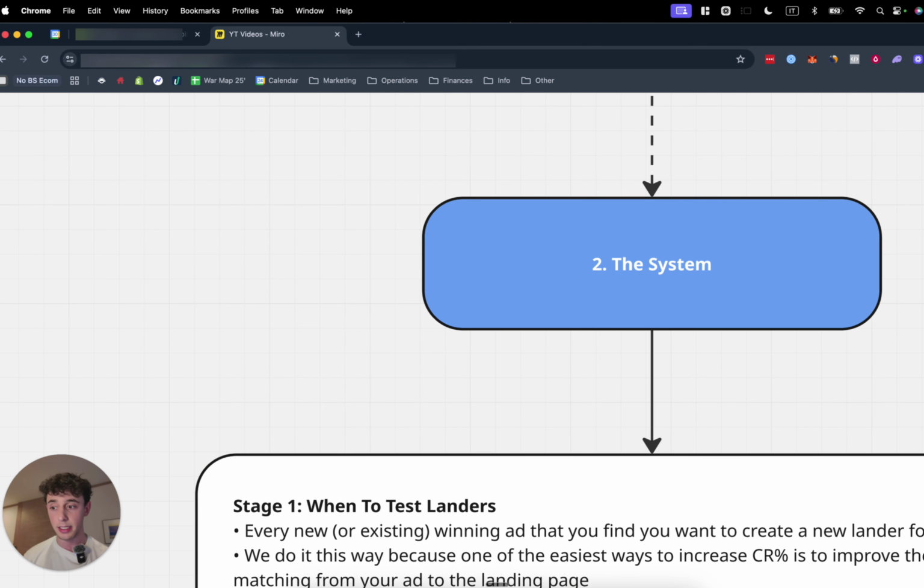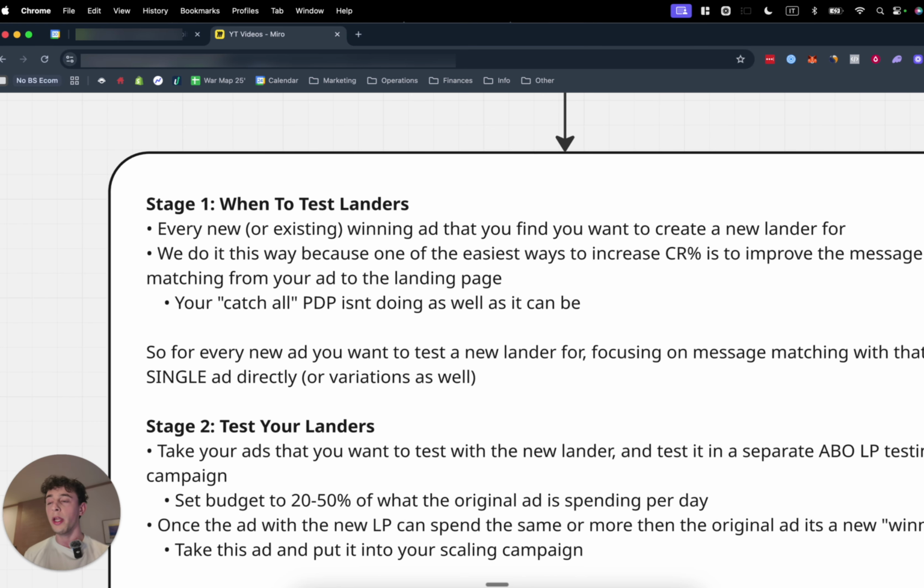Now, with that being said, this system. So stage one, when to actually test these landers. This is stage 1 of the system. Every new or existing winning ad that you find, you want to create a new lander for. Existing ads is if you have winning existing ads that you haven't tested new landers for, you should use those right away for this process, okay?